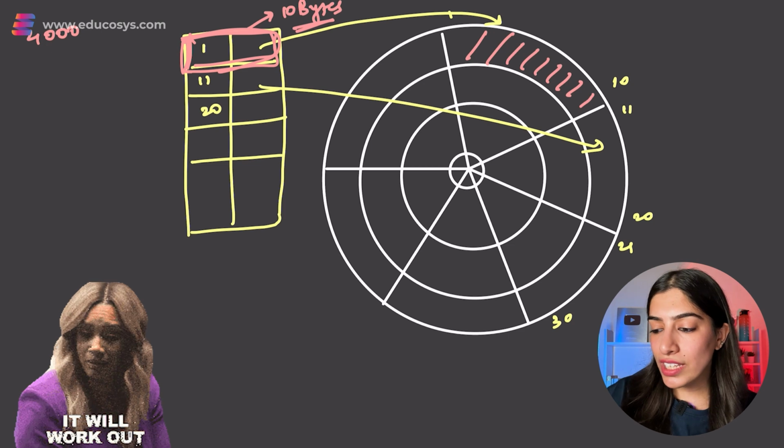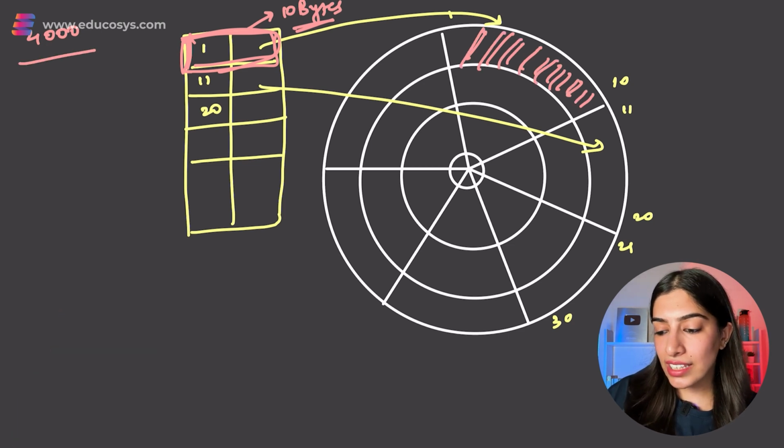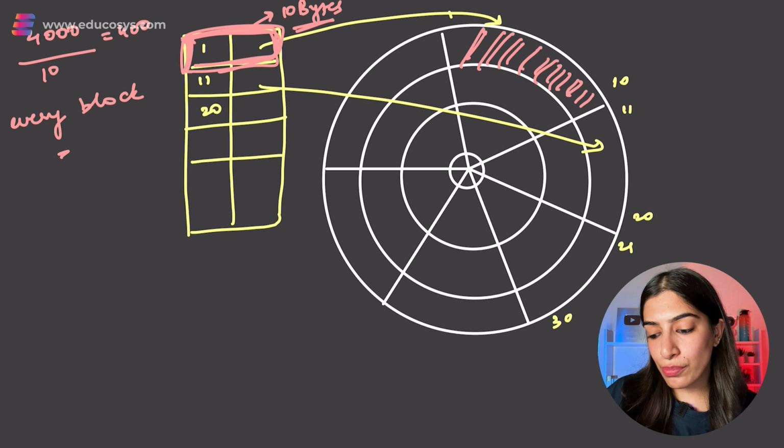Okay. So if each block can store up to 4000 bytes and each entry in this table takes 10 bytes, that means each block can store how many entries of the table? That means 400 entries. So every block can store up to 400 entries of this table.